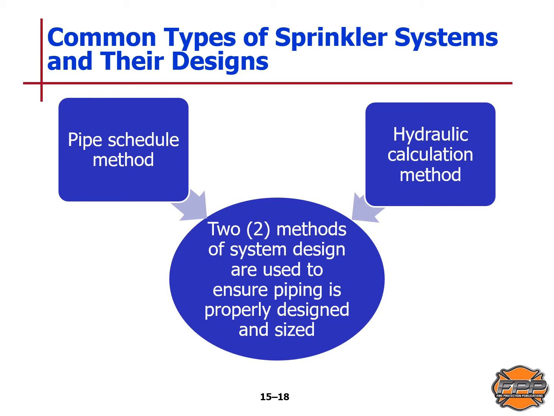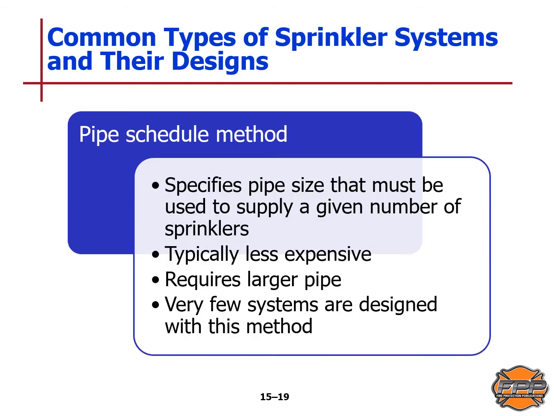Common types of sprinkler systems and their designs. You have a pipe schedule method and a hydraulic calculation method. These two methods of system design are used to ensure piping is properly designed and sized. The pipe schedule method specifies the pipe size that must be used to supply a given number of sprinklers. It's typically less expensive and requires a larger pipe. Very few systems are designed with this method.